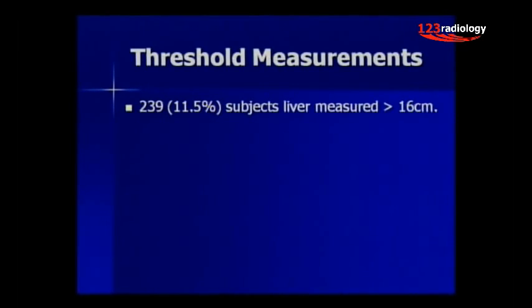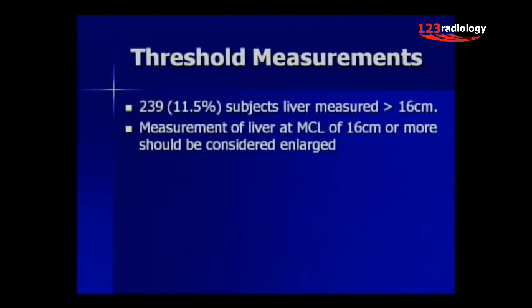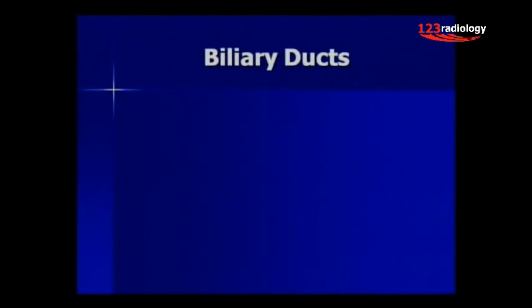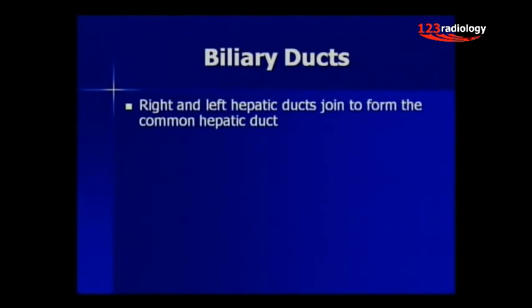In 11.5% of their subjects, the liver did measure greater than 16 centimeters. But they concluded that the measurement of the liver at the midclavicular line of 16 centimeters or more should be considered enlarged. And what they found was the BMI and the height were the most important factors influencing size. We're going to move on to discuss biliary ducts.